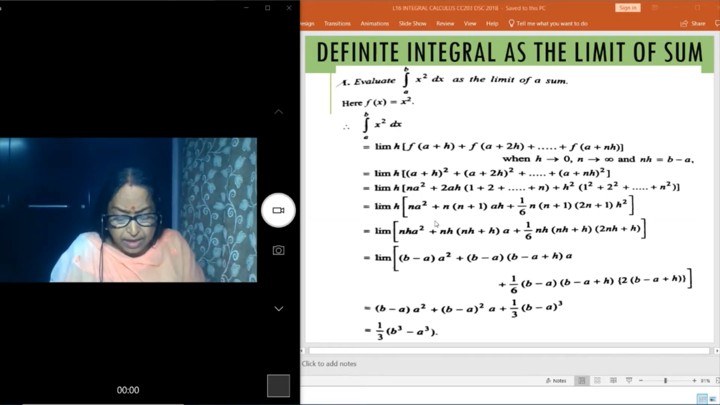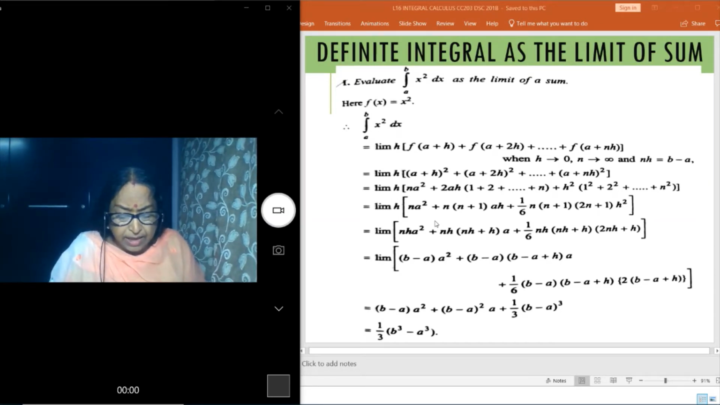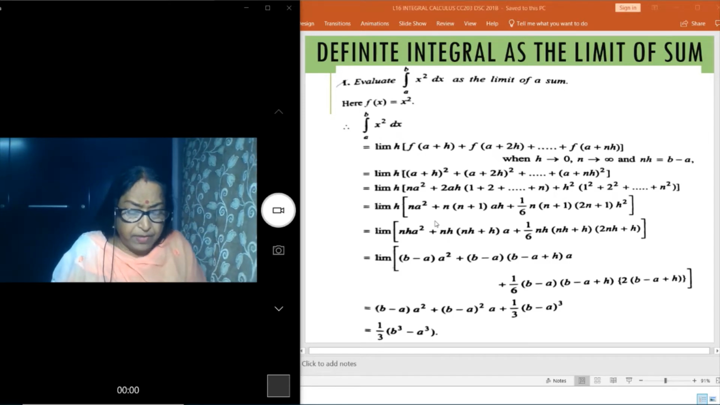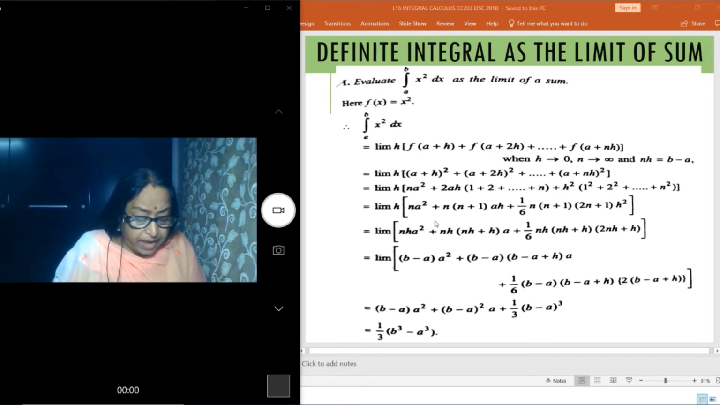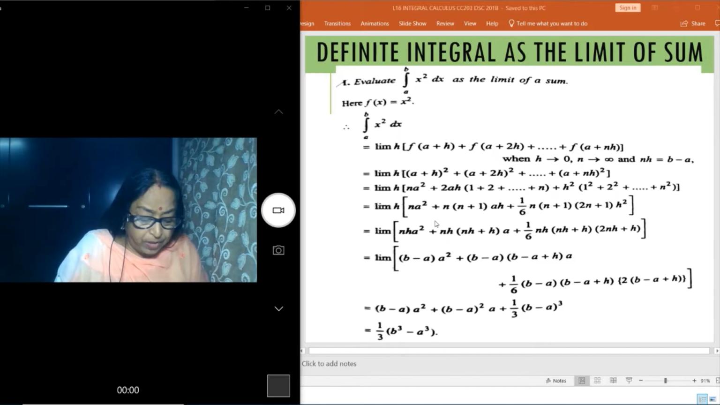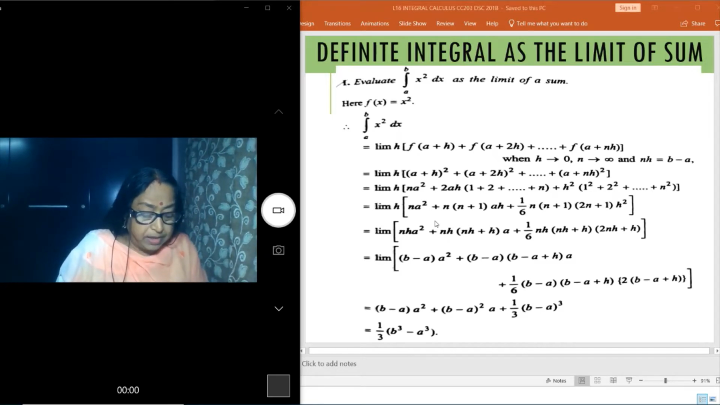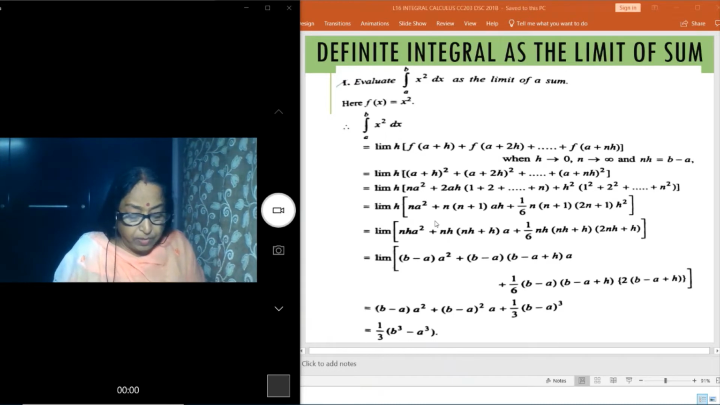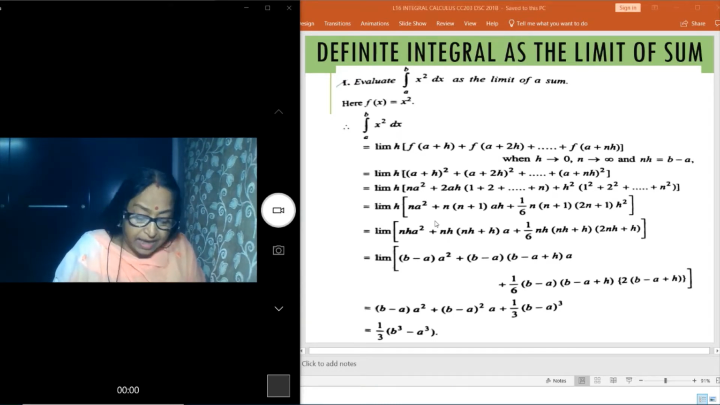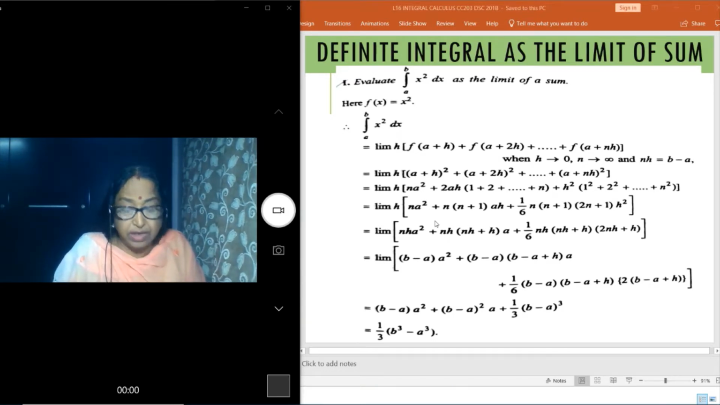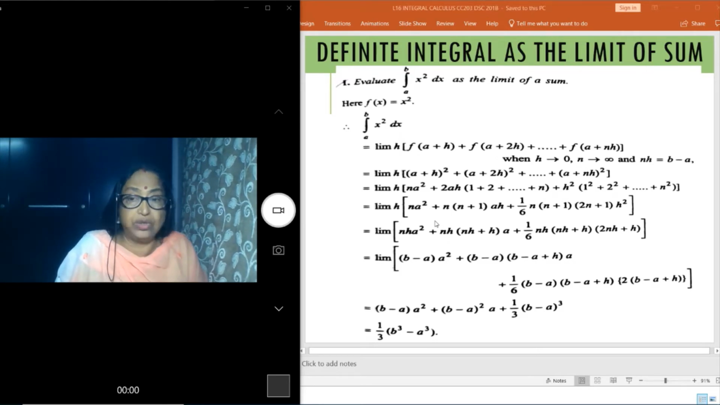The integral of f(x) dx can be written as the limit as h tends to 0 of h times [f(a+h) + f(a+2h) + ... + f(a+nh)], where h tends to 0, n tends to infinity, and b minus a, that is upper limit minus lower limit, is equal to nh. See here, the integral of f(x) dx can be written as the limit of h and whatever is written on your screen, with h tends to 0, n tends to infinity, and it is equal to b minus a.